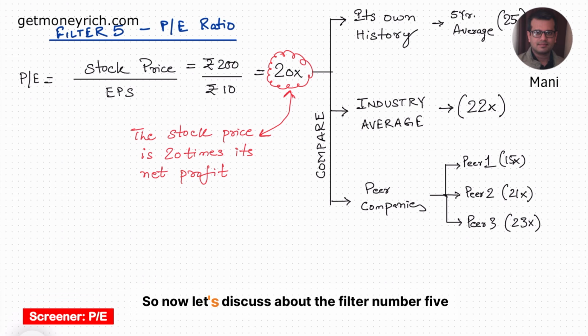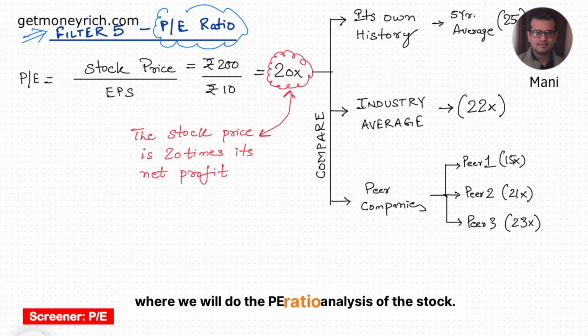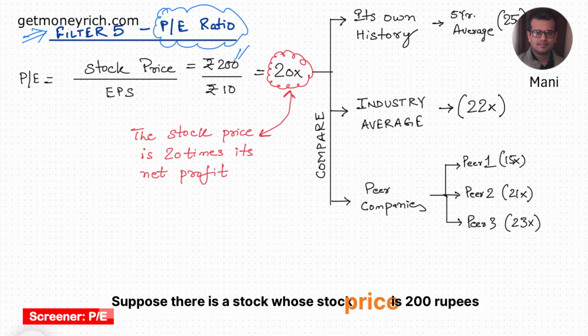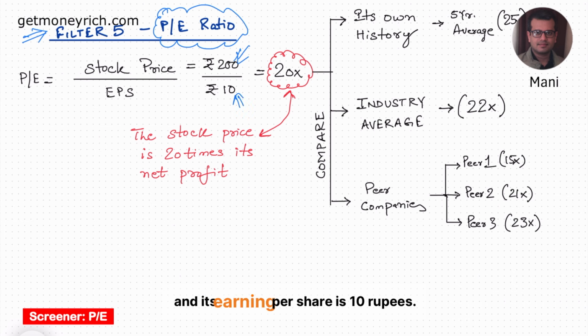So now let's discuss filter number 5 of our screening tool, where we will do the PE ratio analysis of the stock. Suppose there is a stock whose stock price is 200 rupees and its earnings per share is 10 rupees. So for that stock, the PE ratio will be 20x. So what does this 20x tell us? It tells us that the stock is trading at 20 times its net profit.